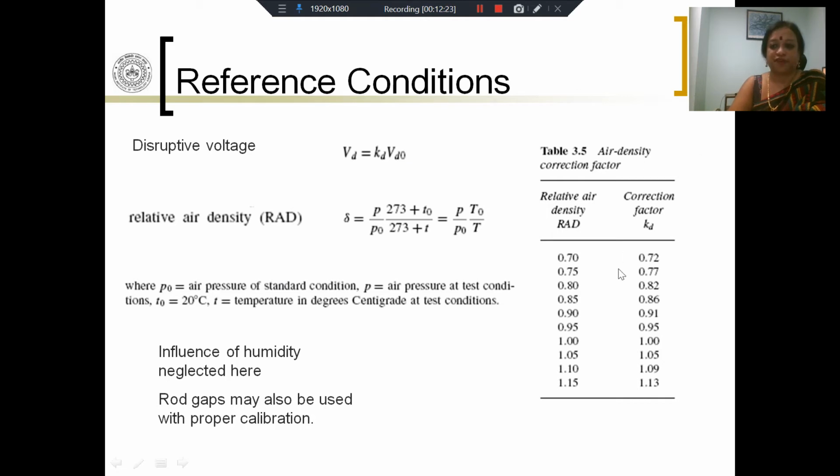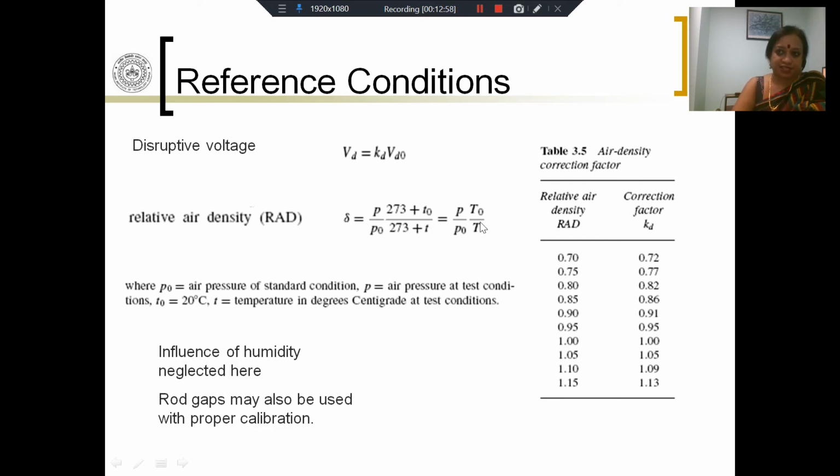a correction factor. The correction factor is also dependent upon the air density, relative air density, RAD. What is relative air density? The relative air density, RAD or delta, is defined as the ratio of P by P naught, the atmospheric pressures, and the temperatures in Kelvin. So P by P naught into T naught by T, where T is 273 plus t. So this is the relative air density.